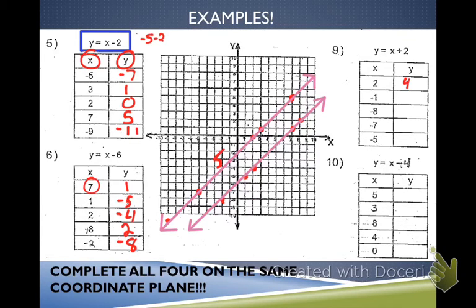2 plus 2 is 4. Negative 1 plus 2 is 1. Negative 8 plus 2 is negative 6. Negative 7 plus 2 is negative 5. Negative 5 plus 2 is negative 3. Okay, we're going to go ahead and plot 2, 4.